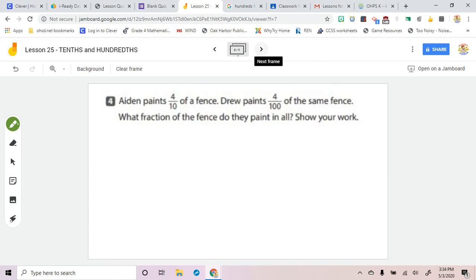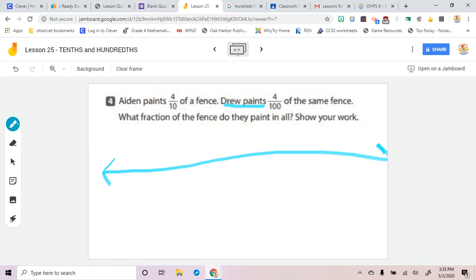All right, last challenge problem from me. Aiden paints 4/10 of a fence. Drew paints 4/100 of the same fence. What fraction of the fence do they paint in all? Show your work. So you can go ahead and pause it and solve it. Welcome back. So we're doing 4/10 plus 4/100. Drew didn't paint very much, did he? 4/100 is a very small amount. Aiden painted 4/10, so let's make a number line.